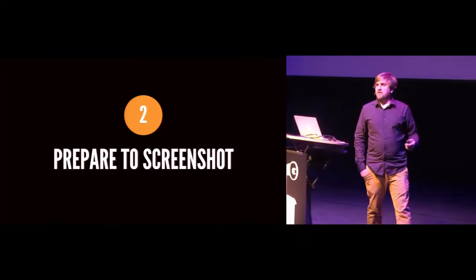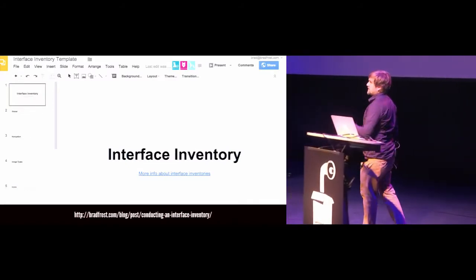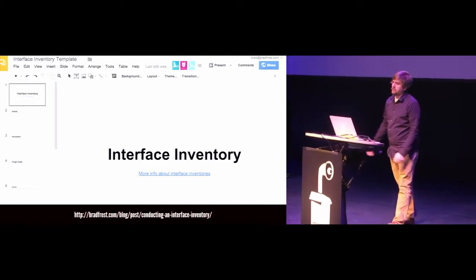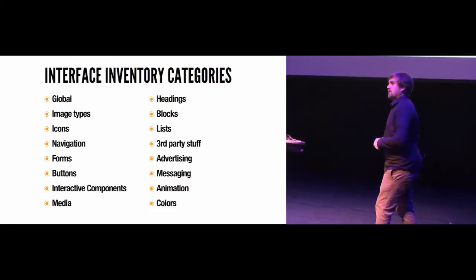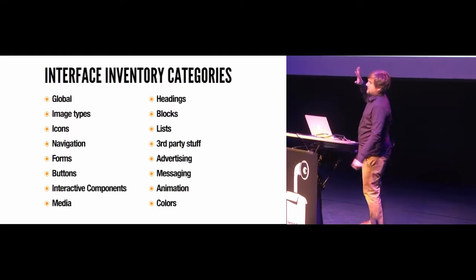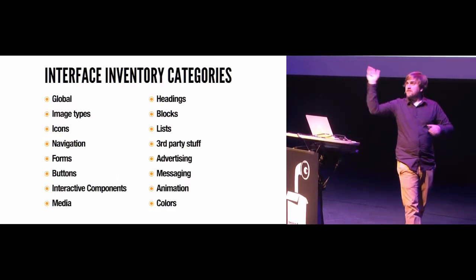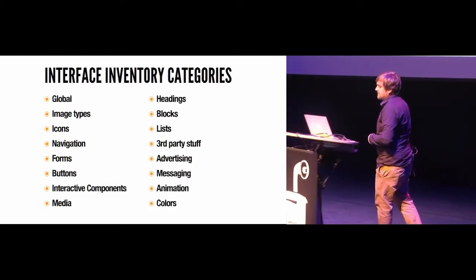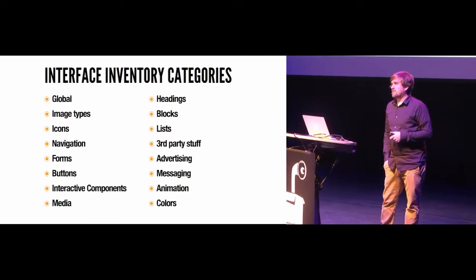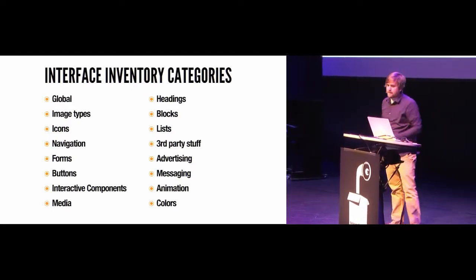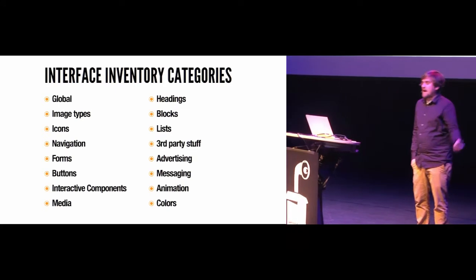And basically, you're going to do a screenshotting exercise, taking a ton of different screenshots. I made a little default Google Slides template that you could chuck all your screenshots into. And then you actually go through your interface and screenshot the hell out of your experience. So you're looking for things like global elements like headers and footers, different image types, heroes and avatars and icons, your hamburger buttons, your navigation like magnifying glasses and things like that, social buttons, different navigation types, different form types, different buttons, interactive components like carousels and accordions and tabs, different media types, audio, video, right? Different lists, third-party stuff, ad units, and stuff like that.